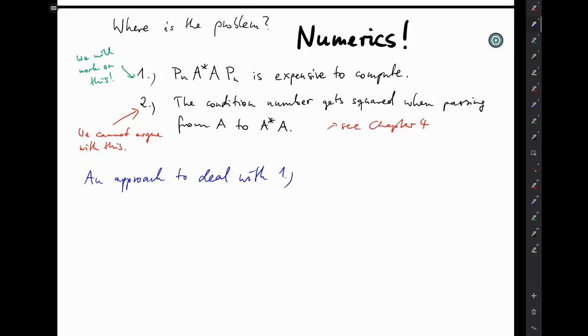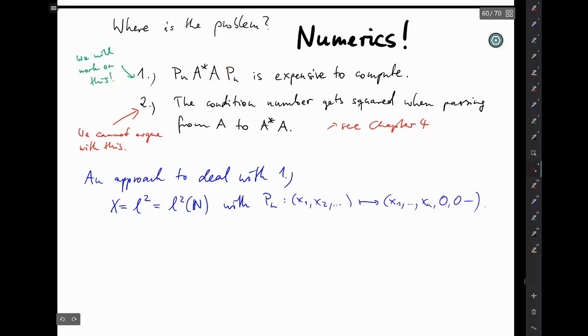Let's look at one idea to deal with problem 1 in our typical finite section method setting. X is a sequence space over the natural numbers, and we take L2 because we want adjoint operators, so we need a Hilbert space. And for Pn you take the typical truncation operator that just stays with the first n entries and replaces the rest by zeros.